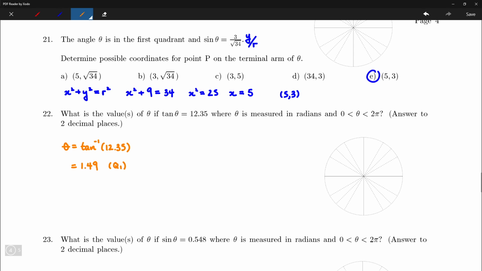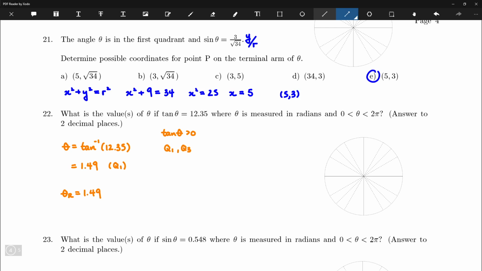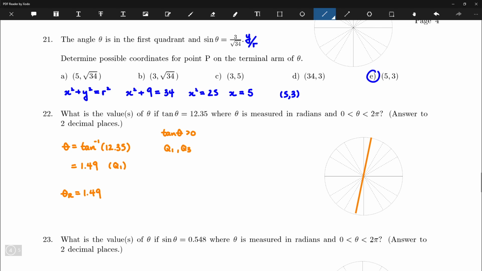Now, tangent theta is greater than 0 in quadrant 1, whose answer we found, and also in quadrant 3. So what we're going to do is use our first answer as the reference angle, and then find the answer in quadrant 3. So if we were to draw a diagram, it will look something like this. Oops, sorry, didn't mean to use an arrow here. Yeah. So it looks something like this.